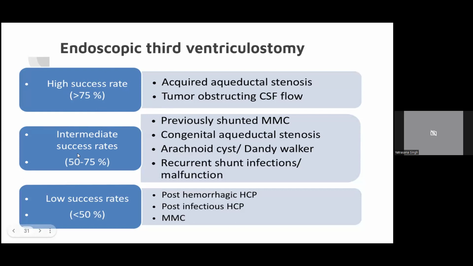Sorry about that. It has been mentioned that low success rates are seen in infants and with pre-existing pathology such as tumors, shunts, previous subarachnoid hemorrhage, as well as previous whole brain radiation. Significant adhesions visible when actually perforating the floor of the third ventricle have also been associated with low success rates.